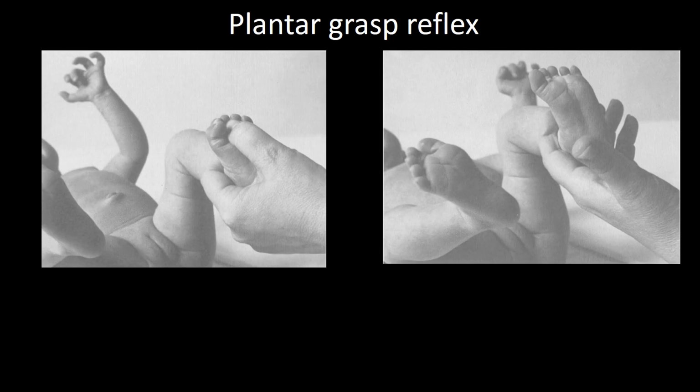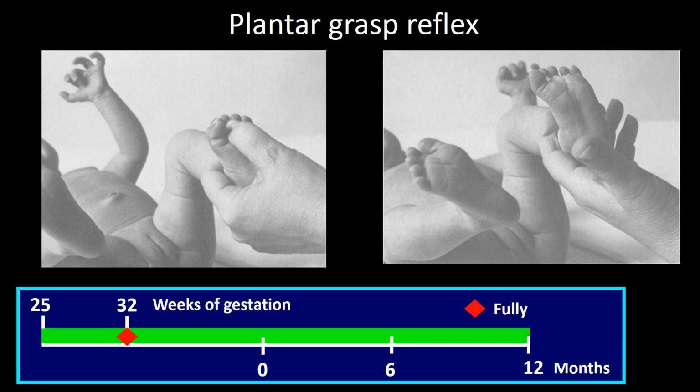The plantar grasp reflex is activated by applying pressure at the base of the toes. This maneuver elicits plantar flexion of the toes. Toe flexion disappears when pressure is lifted. The plantar grasp reflex is present in premature neonates as early as 25 weeks. It is fully developed by 32 weeks. It is remarkably constant at birth and during early infancy. The plantar grasp reflex usually disappears by 12 months of age.